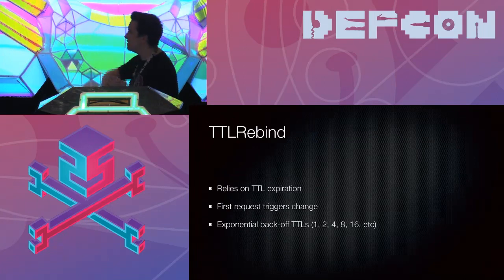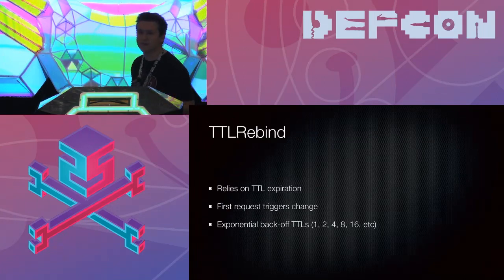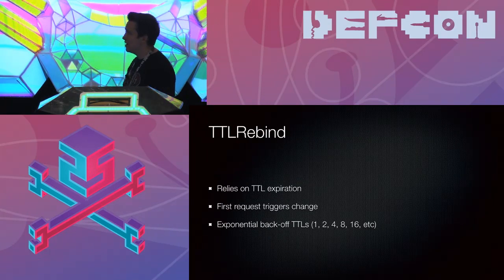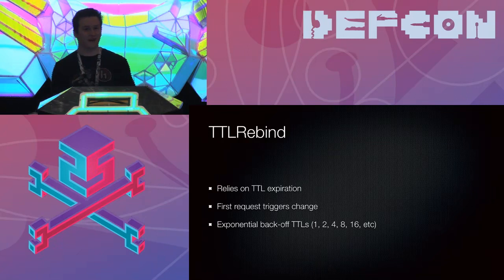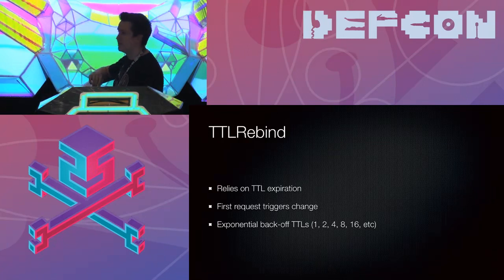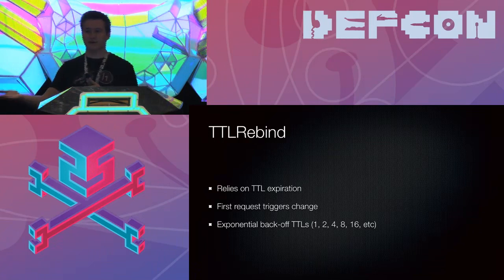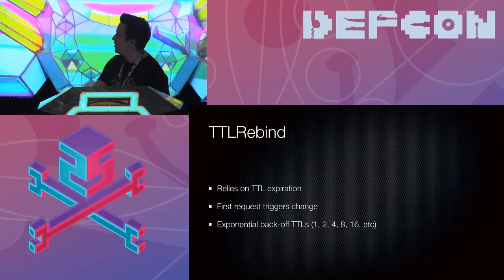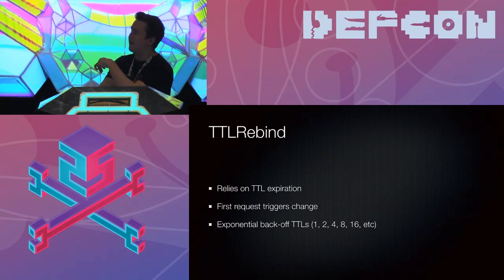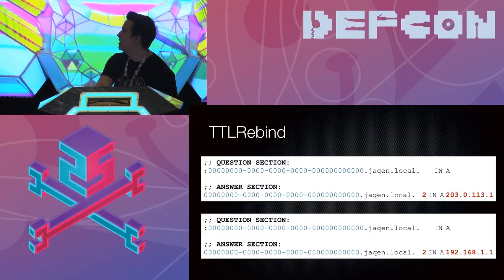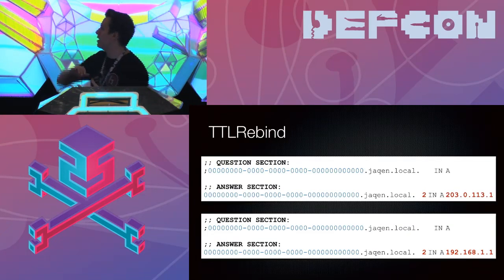So TTL rebind, this is kind of the simplest rebind. This is the one I showed you guys earlier. Basically, you rely on the TTL expiring for that record. So you send one answer, and then immediately flip: anytime you get asked about that question again, you send a different answer. And then you exponentially back off on those TTLs to handle weird edge cases with caches. So this is what that looks like when you're actually triggering an attack.